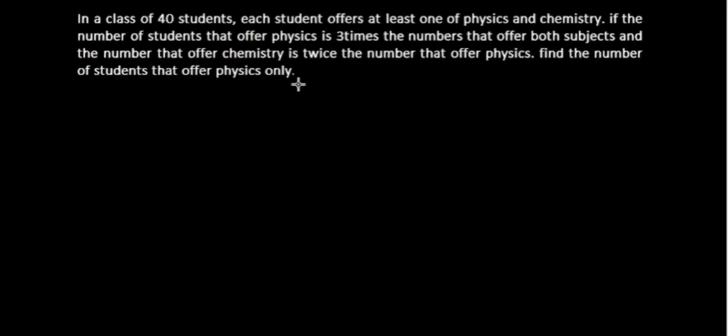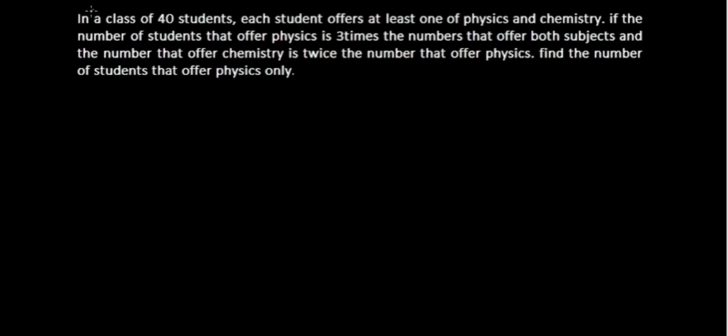Class, we're going to be solving another word problem. The question says, in a class of 40 students, each student offers at least one of physics and chemistry. If the number of students that offer physics is 3 times the number that offer both subjects, and the number that offer chemistry is twice the number that offer physics, find the number of students that offer physics only. So our aim here is actually physics only.